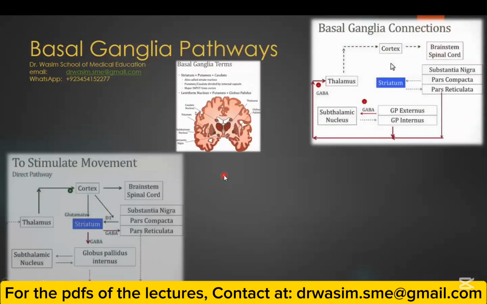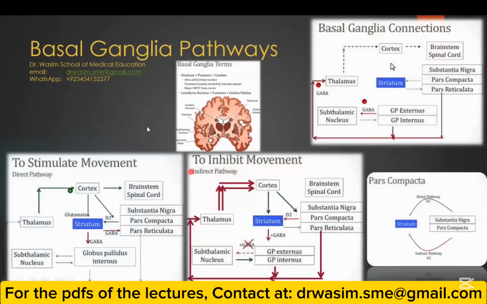So here is a summary slide of what we have discussed. Basal ganglia connections. Initially, there is inhibition of the thalamus by the globus pallidus internus and pars reticulata. There is no information to the cortex. There is no activation of the cortex. There is no movement execution.